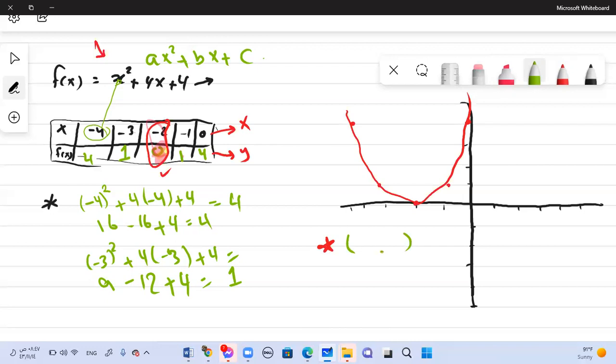The vertex is at the point negative 2 and 0. Is it correct from here, negative 2 and 0? Yes, so it represents the vertex, correct. What is the solution here? Negative 2. The solution or zero of the function is negative 2. What about the axis of symmetry? x equals negative 2.